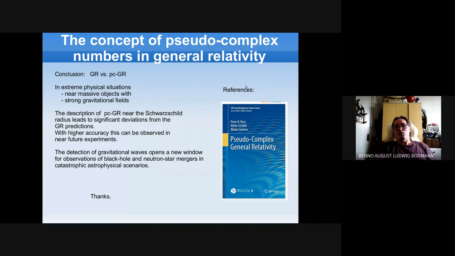The main reference I used is all included in this book of Peter Hess about the pseudo-complex general relativity.